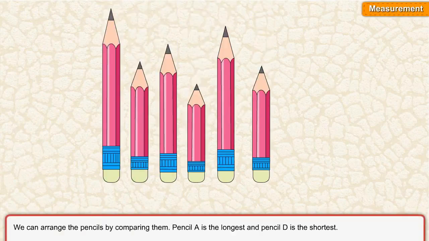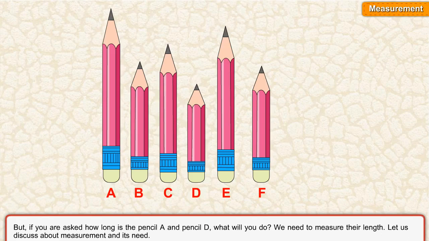We can arrange the pencils by comparing them. Pencil A is the longest and pencil D is the shortest. But if you are asked how long is the pencil A and pencil D, what will you do? We need to measure the length. Let us discuss about measurement and its need.